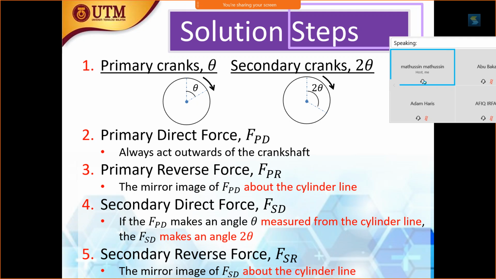Alright, so as I mentioned in the video, for radial and V engine, there are 4 types of forces that we need to investigate. What is that? First one is primary direct force, or we call it FPD. Okay, FPD, whose direction is always outwards of the crankshaft, right? So let's say the direction of FPD basically depends on how many firing orders we have. Let's say for example, if we have a firing order, sekejap saya buat.